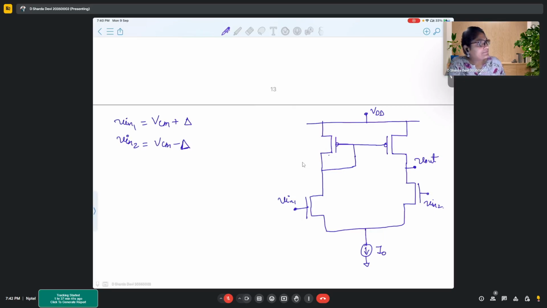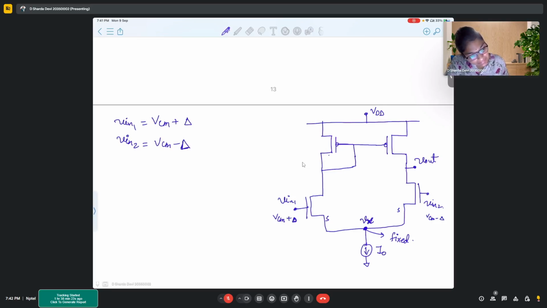So here we consider that, since it is a direct current source, this point is fixed. Here the gate voltage is Vcm plus delta, and here the gate voltage is Vcm minus delta. This point is fixed, let's say at Vx. So your source voltage for both the transistors is equal, but the gate voltage of one transistor is larger than the source voltage, right?